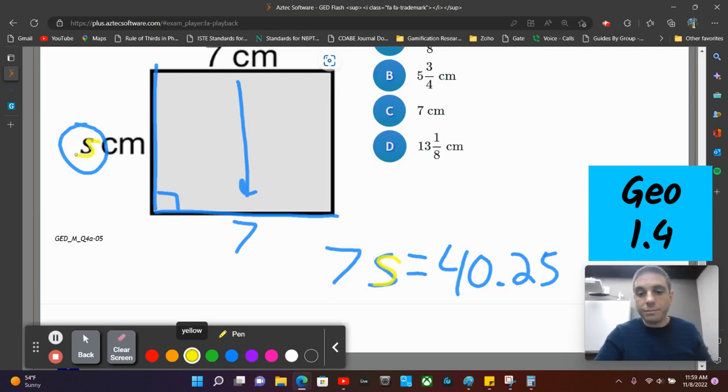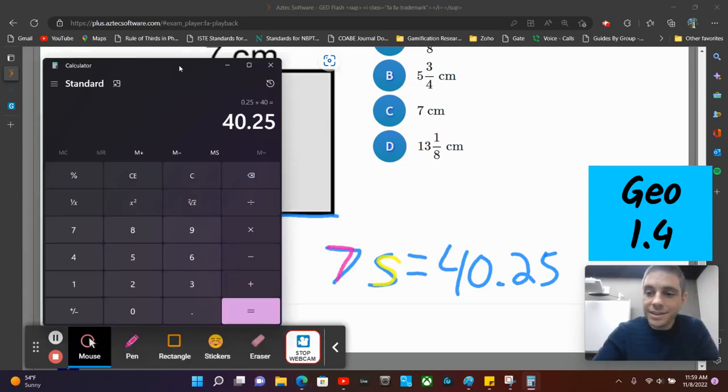So rather than multiplying to get the total area, we're going to take the total area and divide by the smaller component that we do know, which is this 7. Conveniently, I already have 40.25 in my calculator. I'm just going to leave it there and hit divide by 7. And there we have the measurement of that missing side S.